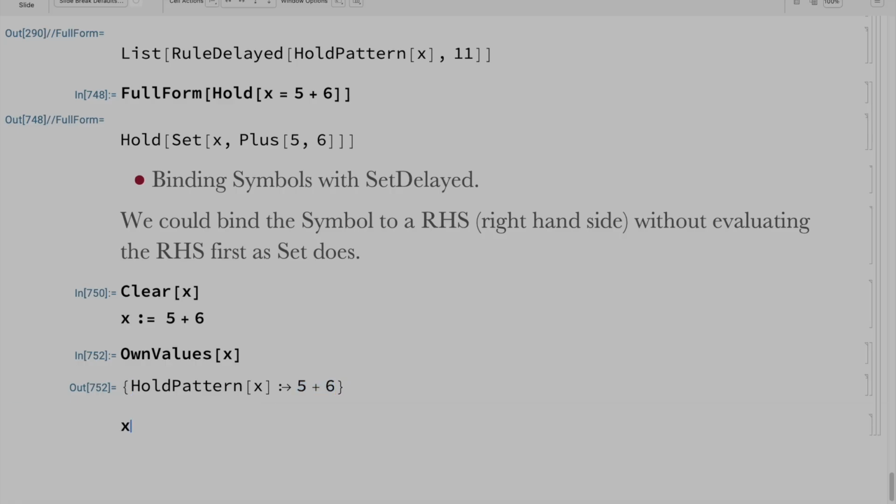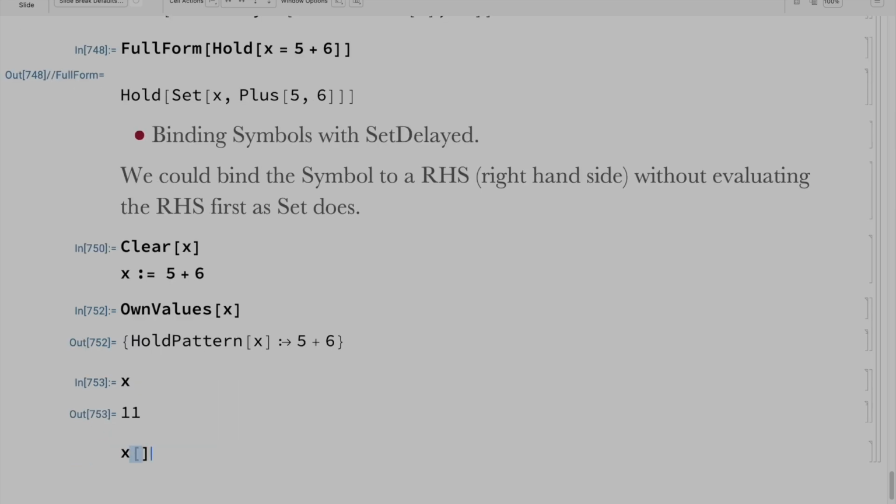So if I say X, it will go to the rule base and to the OwnValues set or bin, and it's going to look for X, and then it's going to see on the right-hand side there's 5 plus 6, and it's going to evaluate 5 plus 6 and give me back 11.